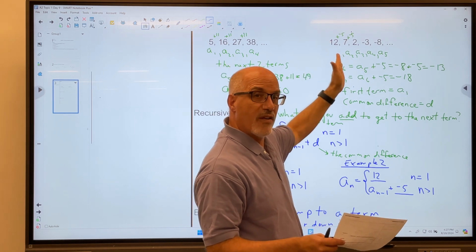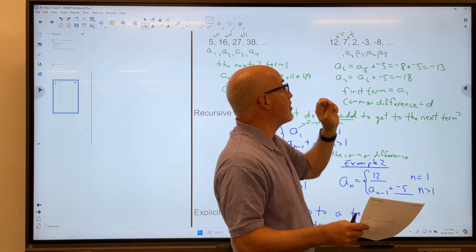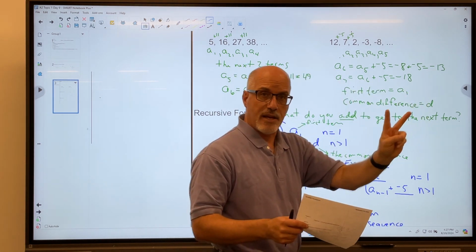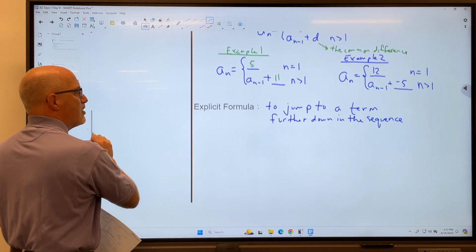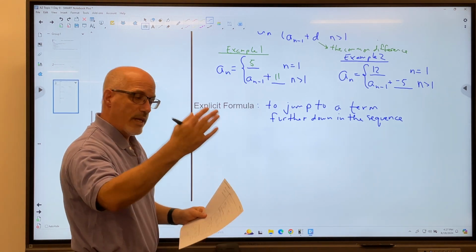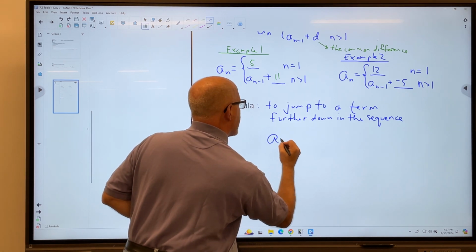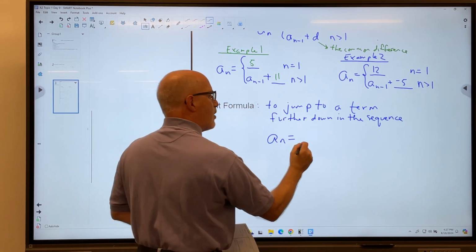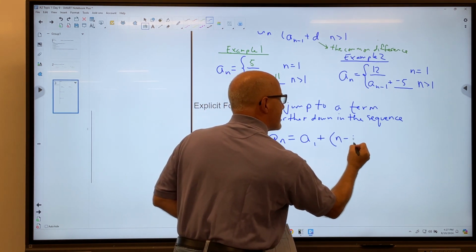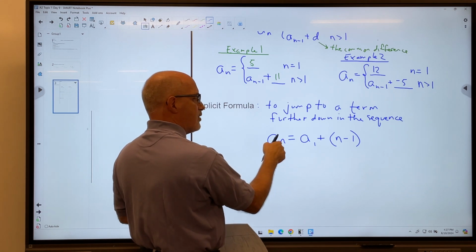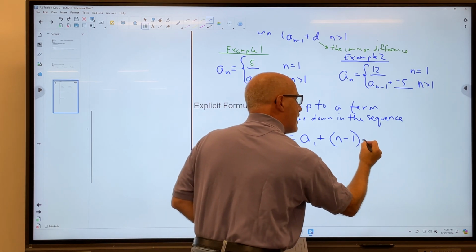We started with 12, and to get to the 2nd term we added -5 once. To get to the 3rd term we added -5 a 2nd time. So that's why in this explicit formula, what we're going to do is take advantage of that it's always 1 less than it. And our formula will be a sub n equals, you got to start with the first term, a sub 1, and then you're always 1 less than it. If this is 12, you're going to do 12 minus 1 is 11, and you're going to multiply it by the common difference.